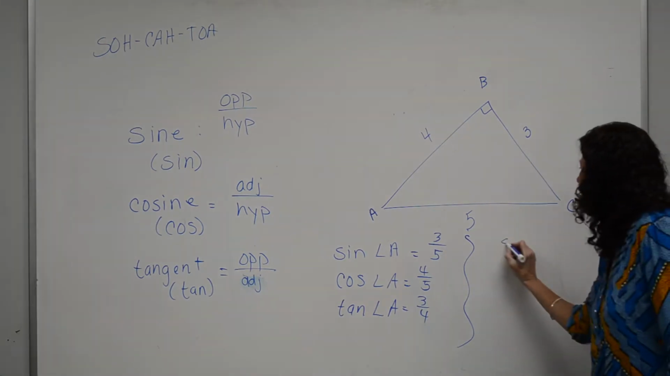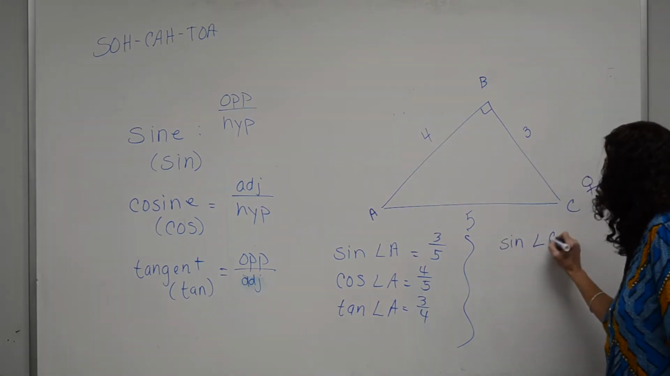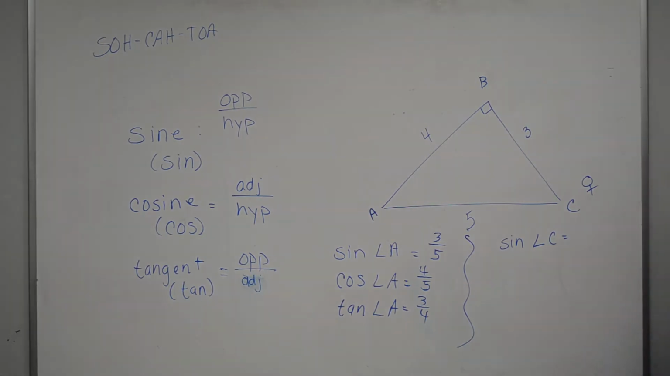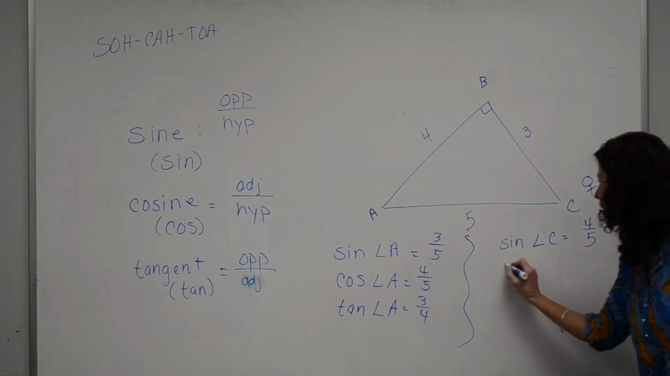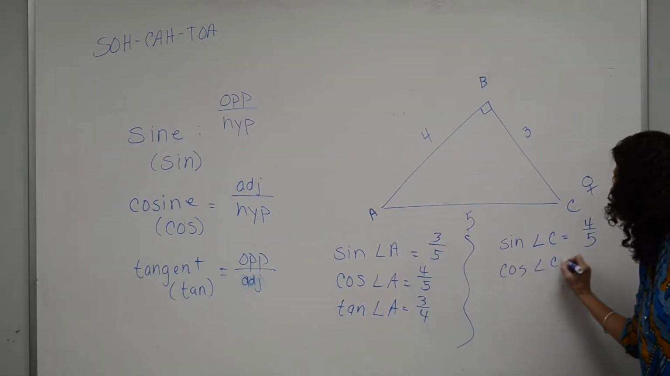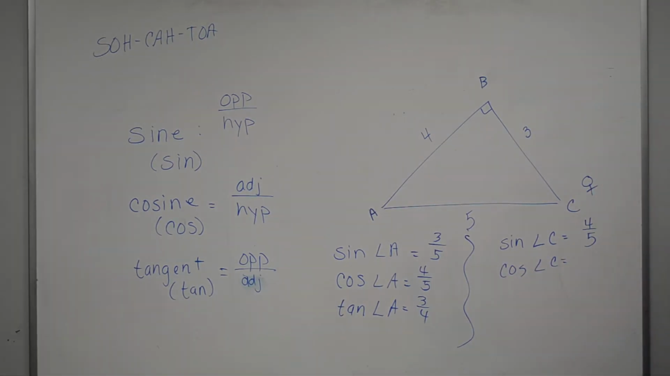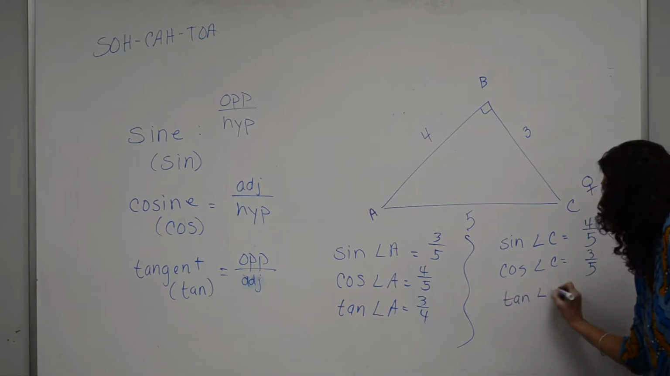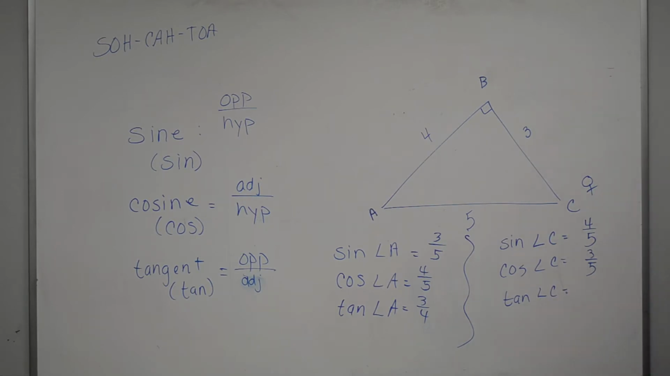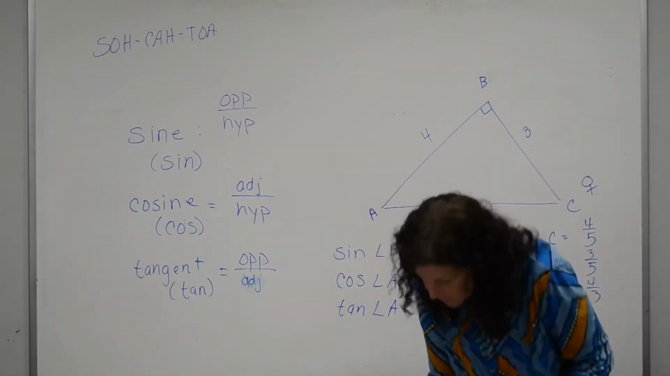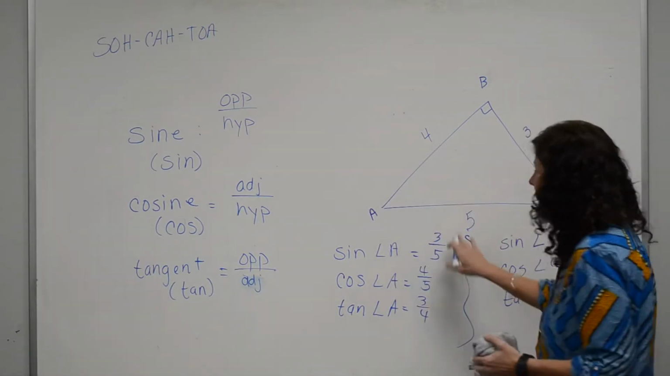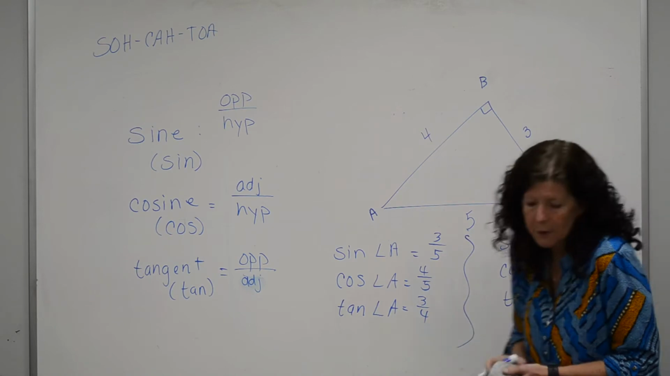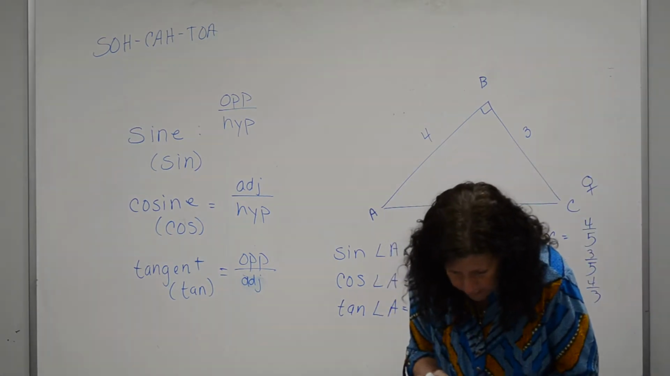So let's say I want to know the sine of angle C. What is it? 4/5. Perfect. Okay, what's the cosine of angle C? 3/5. Good. And what would the tangent of angle C be? 4/3. Perfect. Okay. Y'all remember doing this? Now, obviously, you can get decimal values for these as well. You can leave it either way.